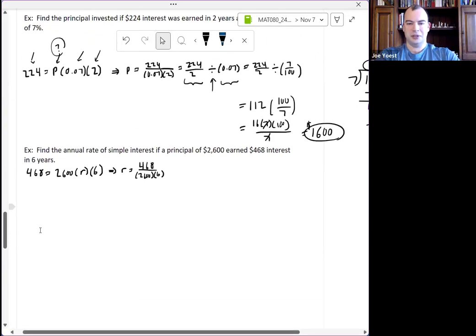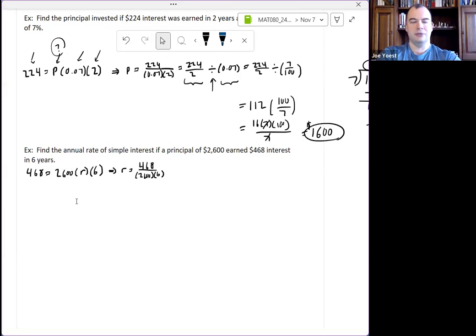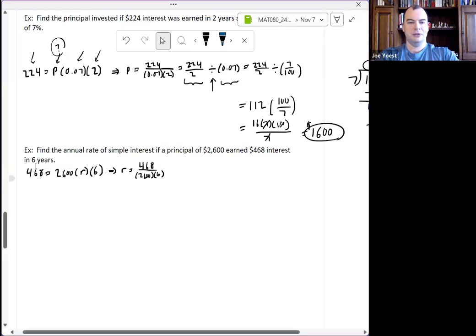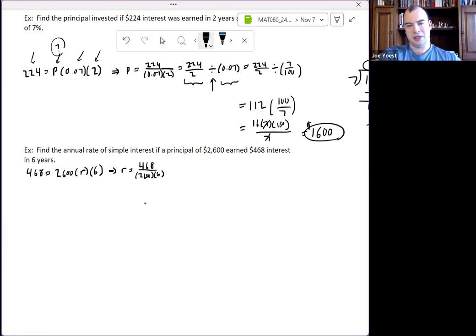And then for the last one in this group, find the annual rate of interest. So we're looking for R here. If a principal of $2,600 earned $468 in interest in 6 years, in other words, 468 equals 2,600 times R, what we're looking for, times 6. Solving for R, we divide by 2,600 and we divide by 6. So R is 468 divided by 2,600 times 6.